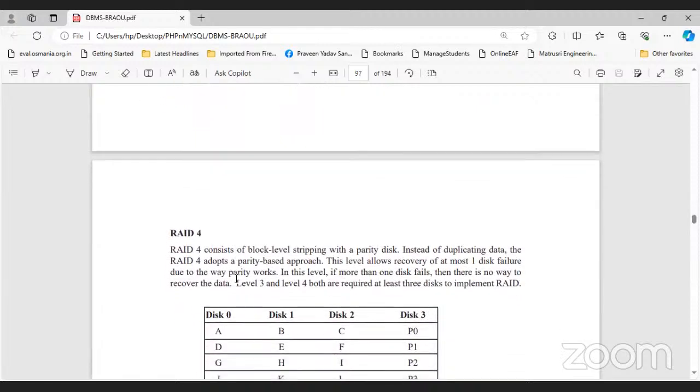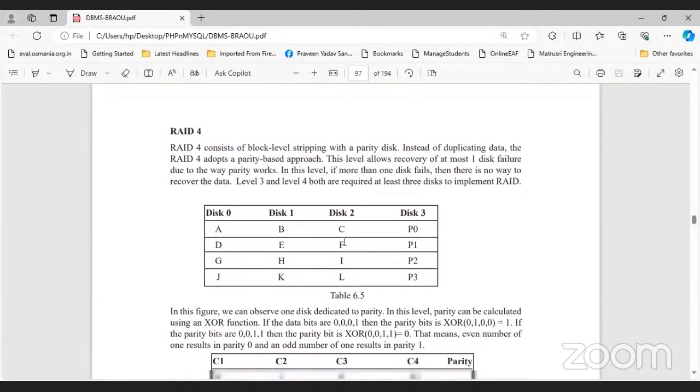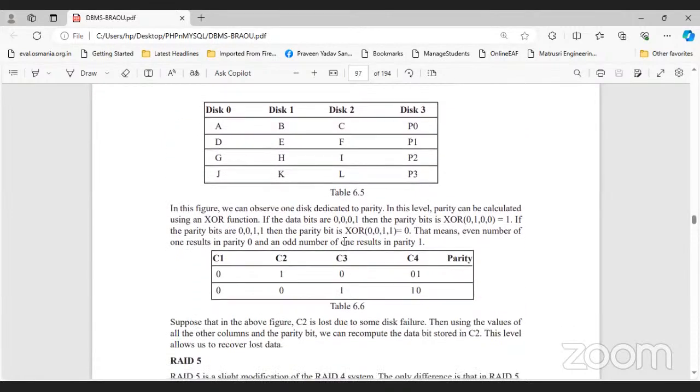Next, the fourth level. In this, we are splitting the data at the block level. In the second level, we split the data at the bit level. Third, byte level. Next, we split at the block level. We are doing all these things for performance increase.